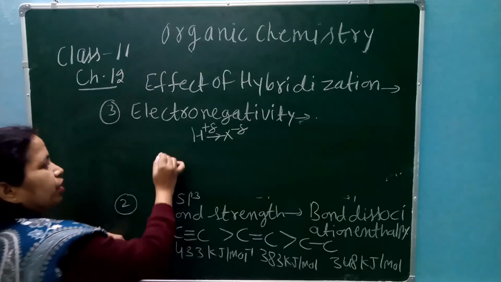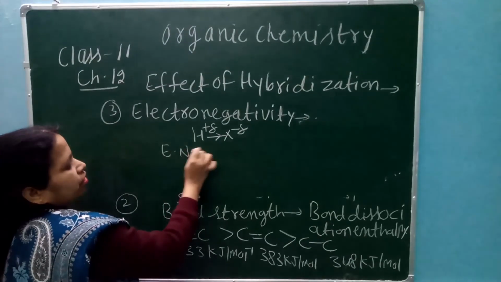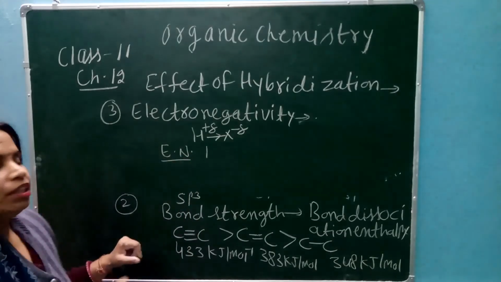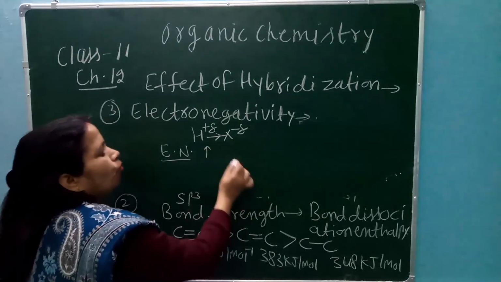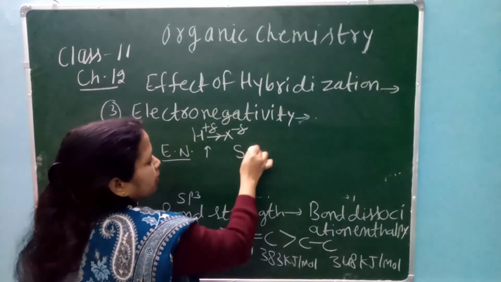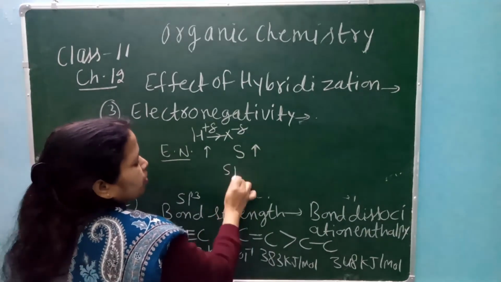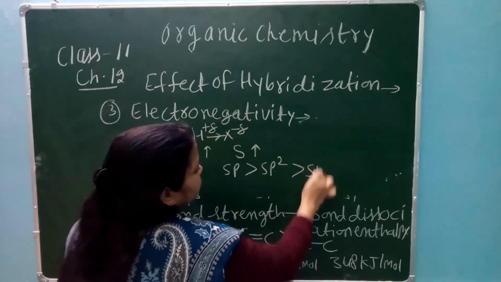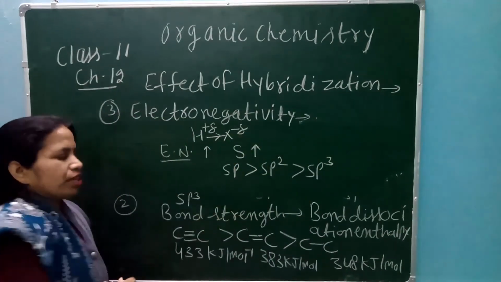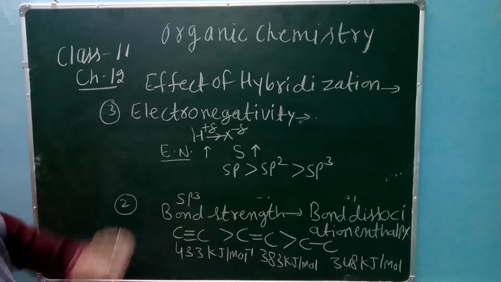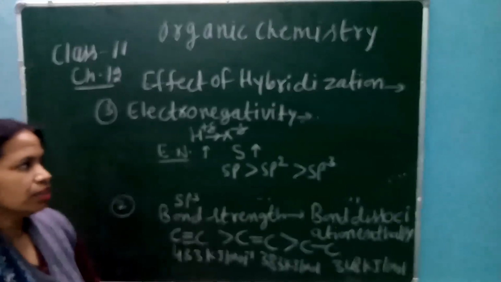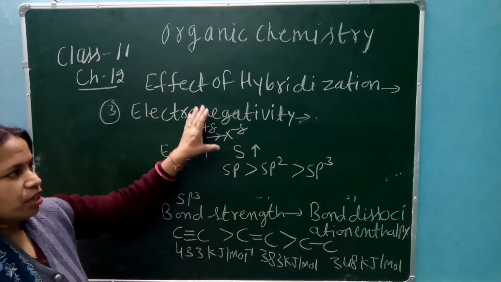So electronegativity increases when s character increases: sp, sp2 and sp3. So electronegativity is also affected by the hybridization of the carbon atom. So it's clear these points are affected by the hybridization.